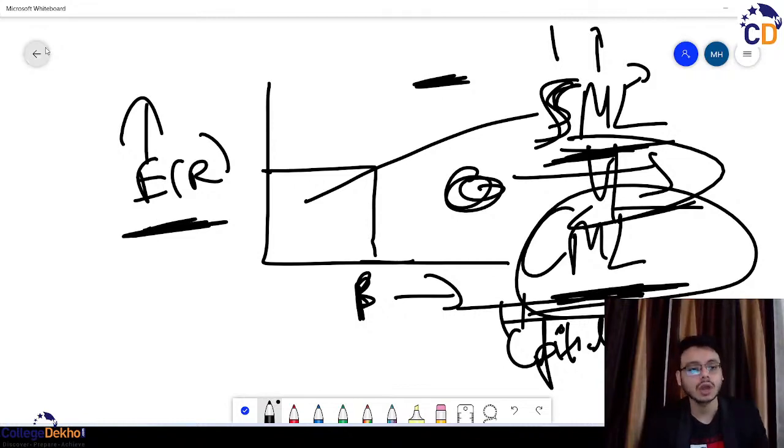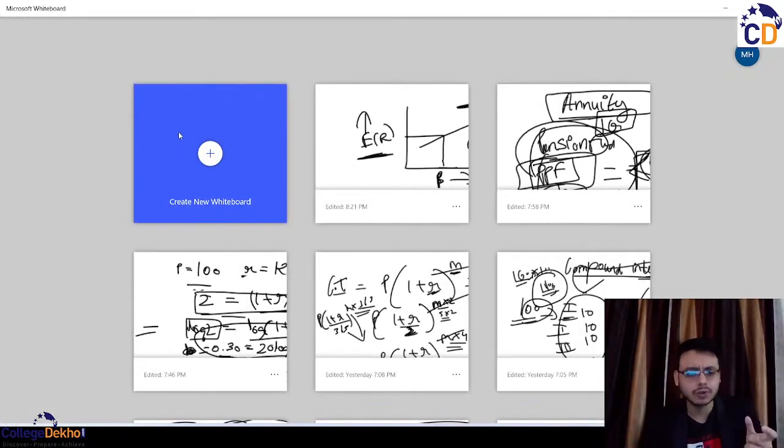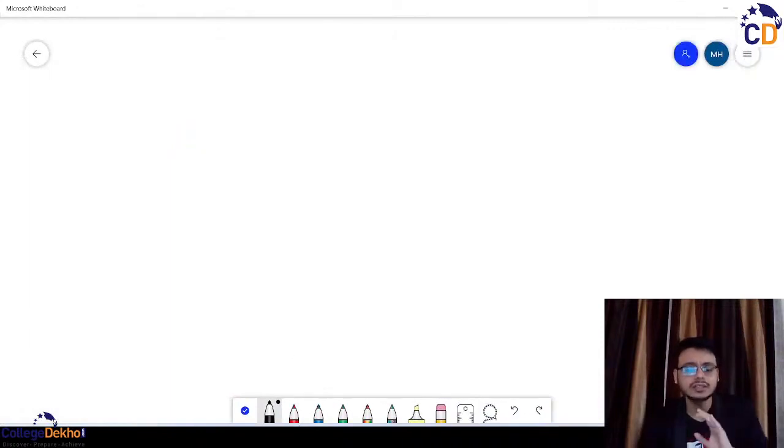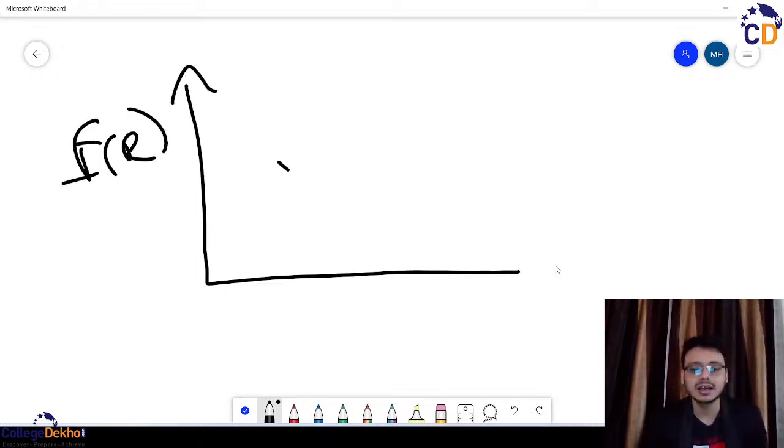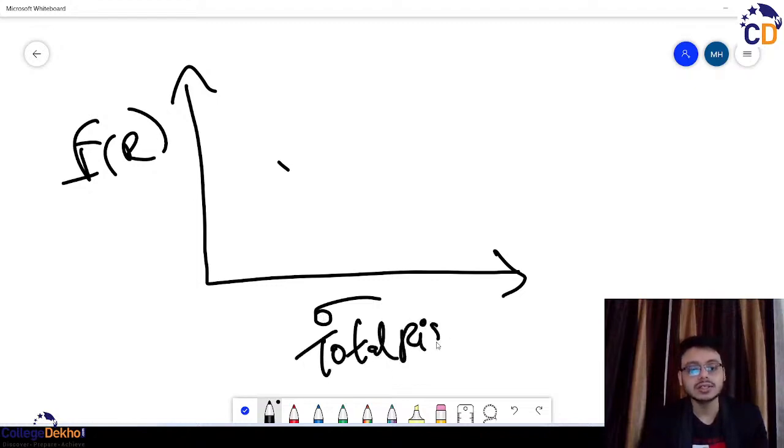Okay. So this session can be a bit smaller for all of you, because in this session we'll just wind up this topic. So let's go to the CML. What happens in the case of CML? The expected return tends to be the same on the y-axis. On the x-axis, you are taking the standard deviation, which is the total risk. And total risk means both the systematic risk and the non-systematic risk. Both the diversifiable risk and the non-diversifiable risk, you are taking total में. सारे risk इसमें आ गए. Total risk है तुम्हारा ये. ठीक है?